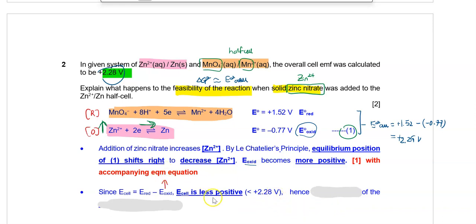Since a more positive E cell means more spontaneous, if it's less positive, it means it's less feasible. Therefore, feasibility of the reaction decreases. And that concludes quick check 1 of Electrochem 1.